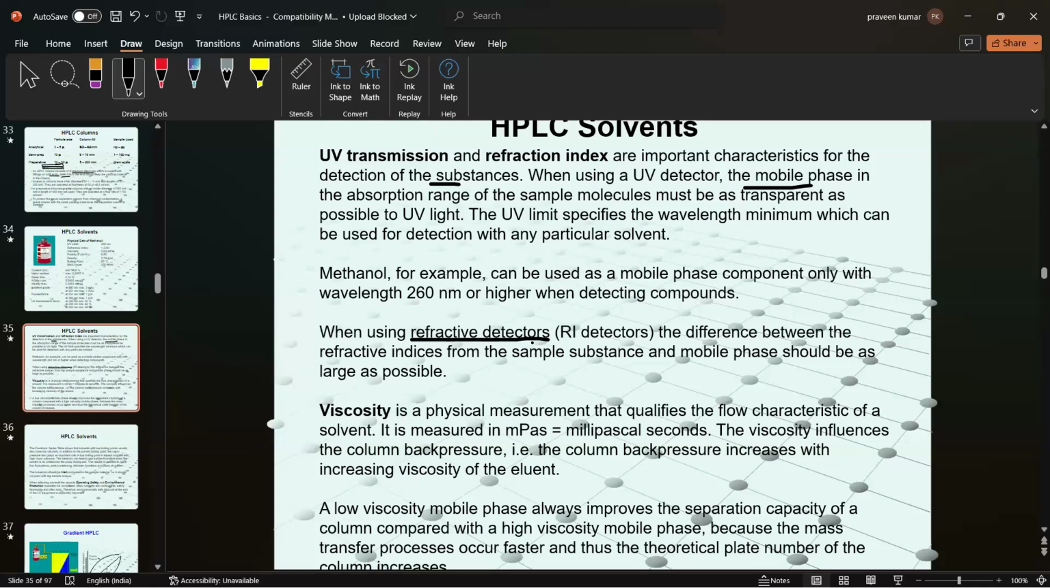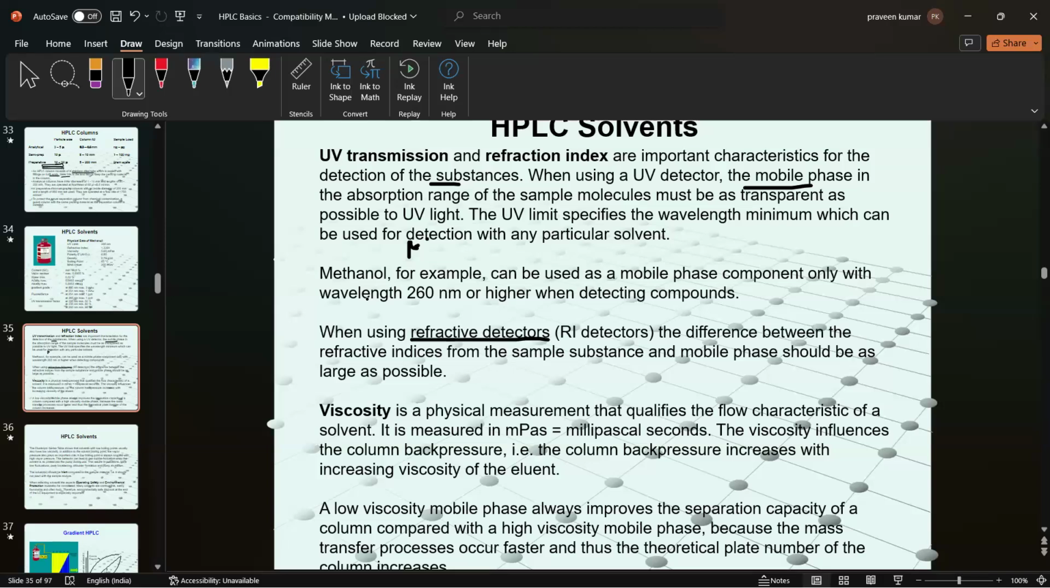Basically, in HPLC, two types of detectors are used: bulk property detector and solute property detector. The bulk property detector can differentiate the mobile phase. The bulk property detectors are of two types: the conductivity detector and the refractive index detector. In bulk property detector, the difference in the physical properties between the mobile phase and the solute is measured.